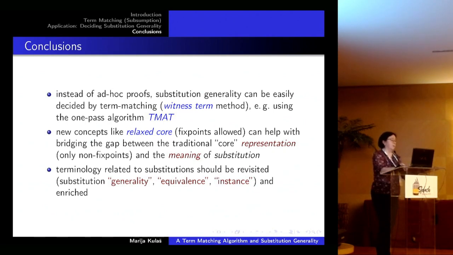And well, as the last word, the terminology related to substitution should, in my opinion, be revisited. So words like generality, equivalence, instance, in talking about substitutions are a bit problematic. So that's all.